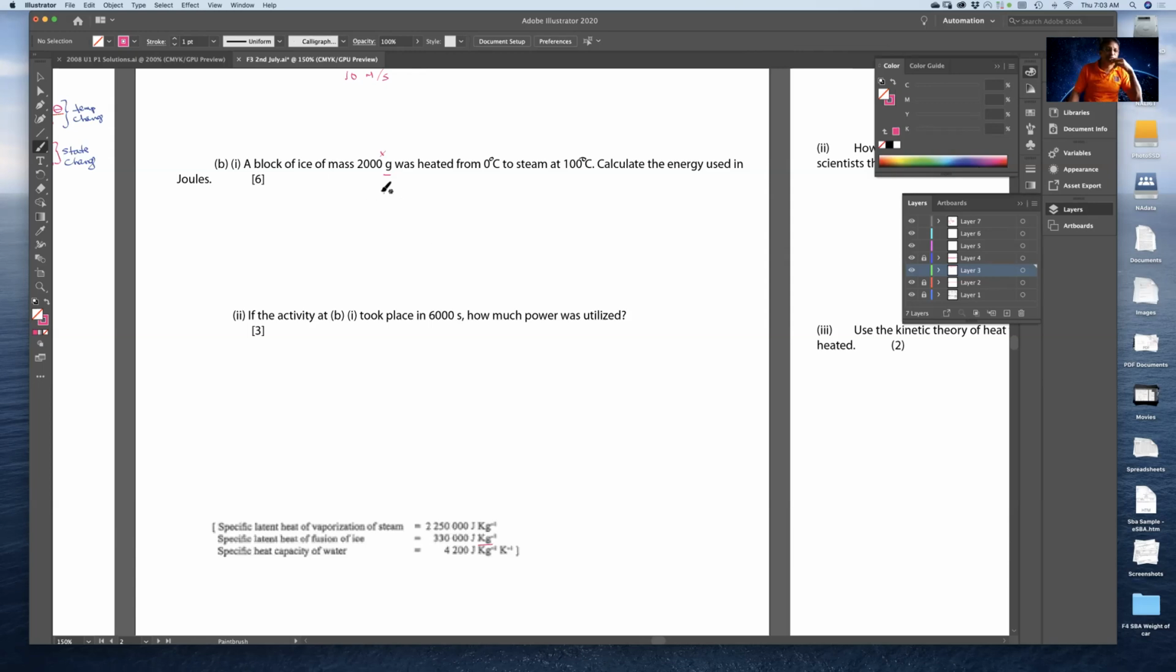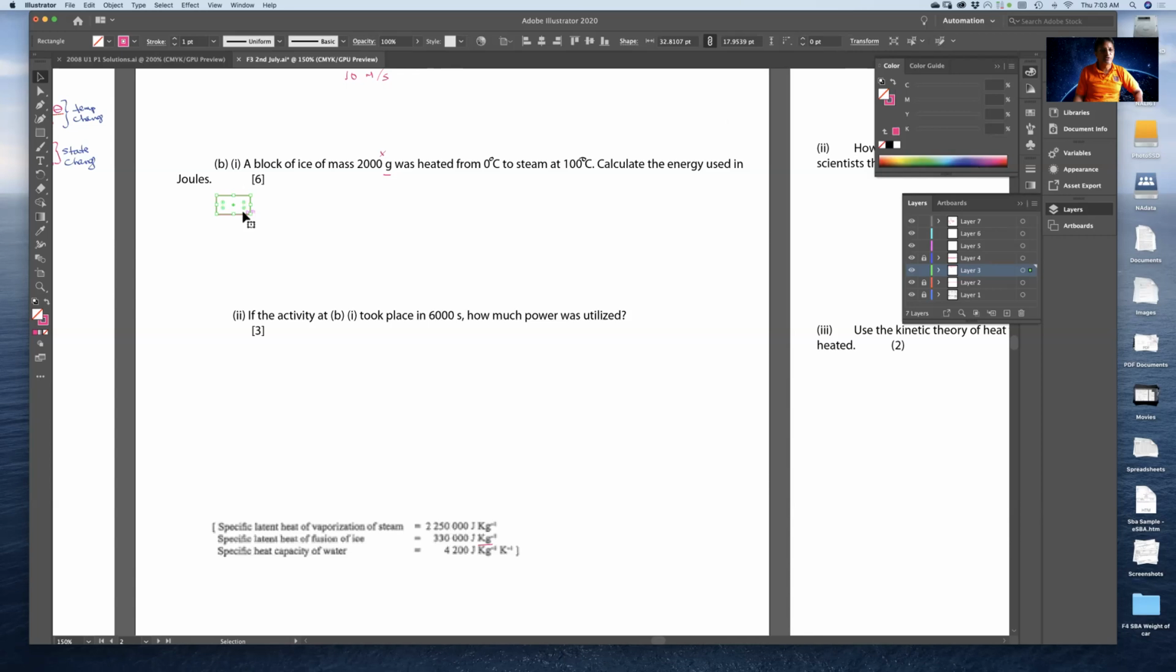A block of ice of mass 2,000 grams is heated from 0, so it's ice at 0, to steam at 100. Calculate the energy used in joules. Now, let's draw this block of ice. See, that's our block of ice, and we're starting off as ice.